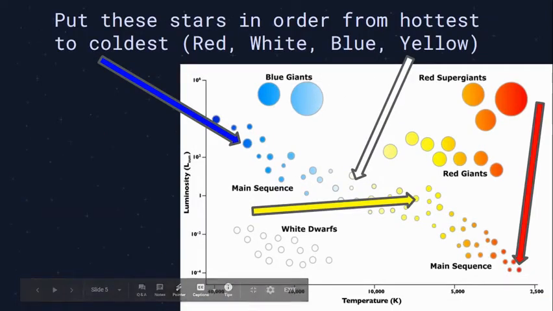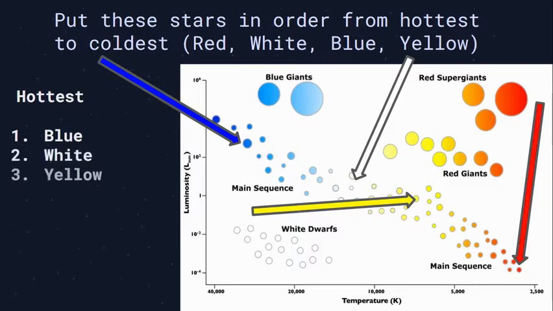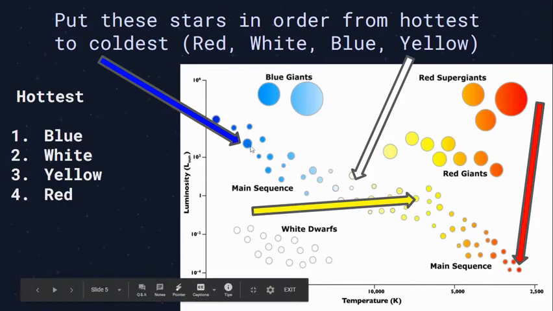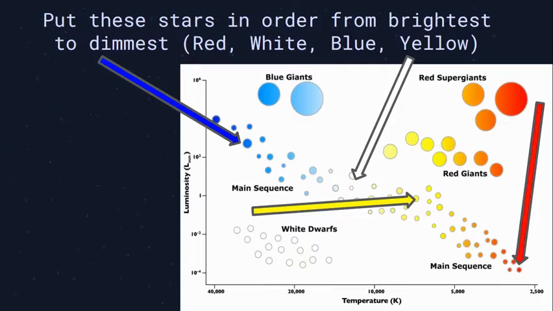Okay, so if we put these stars in order from hottest to coldest, what is the correct answer? Well, the correct answer is going to be our hottest is blue, right? And then white, and then yellow, and then red, all right? Because if you go across here, temperature goes down as you go along here, okay? Coldest, and that's the coldest on the bottom.